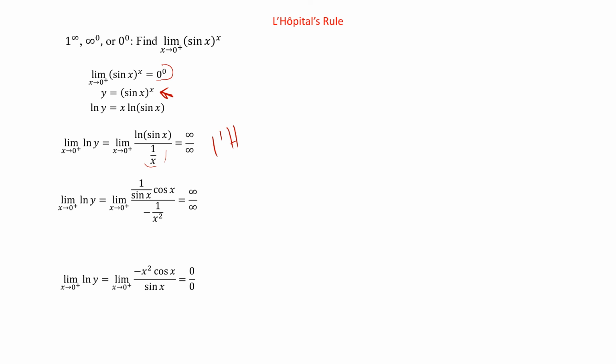Well, let's simplify a little bit. The 1 over sine can go to the denominator, and this x that we put down here can go back up to the numerator. So we get the limit as x goes to 0 positive of negative x squared cosine x over sine x, which, if we plug in 0, it's always good to check, is 0 over 0. So we can now L'Hôpital it again.